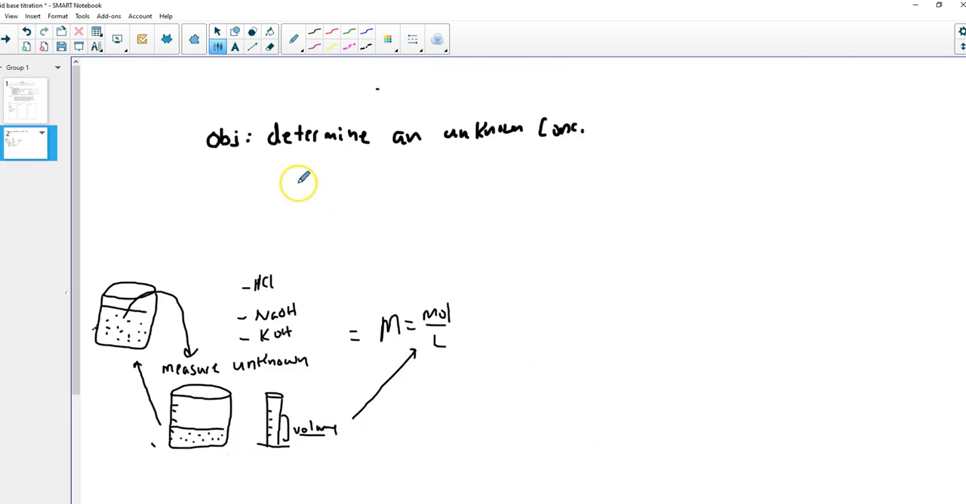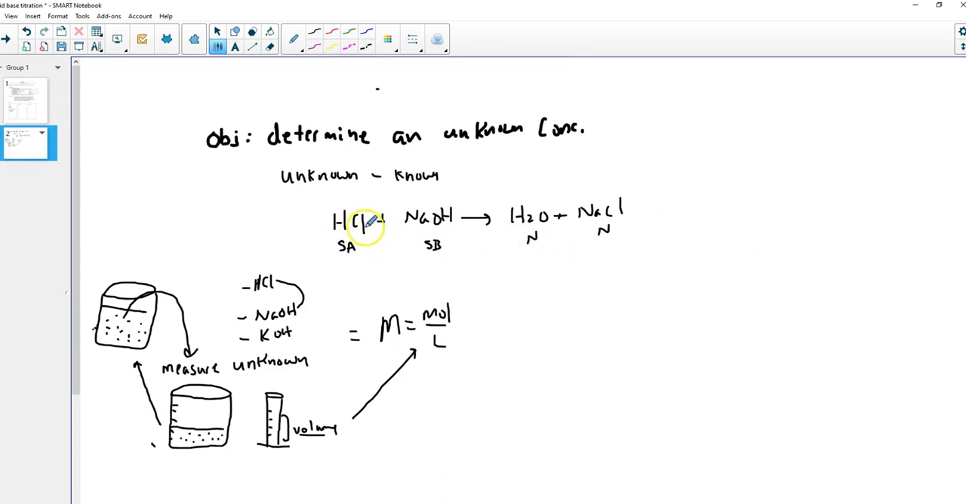Keep in mind, whenever you need to determine an unknown, you need a known to compare it to. In this case, if I'm using an unknown acid, I'll find a correlating known base. I'm going to use the reaction HCl plus NaOH yields H2O and NaCl. Now this is a neutral salt. This is water, which is neutral. This is a strong acid. This is a strong base, and they react with one another.